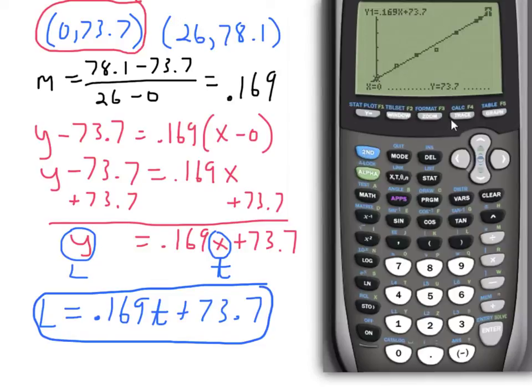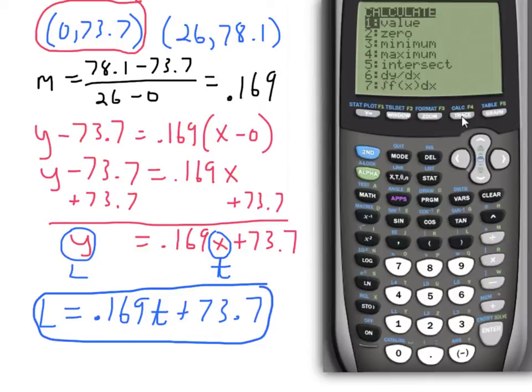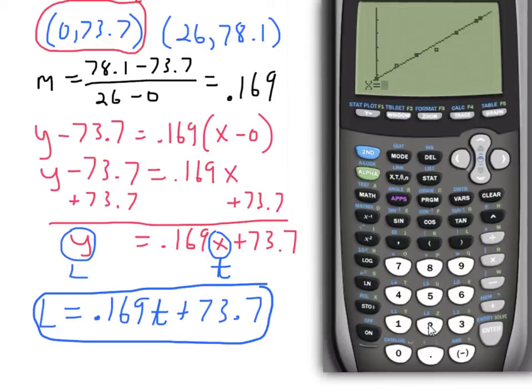We'll do the same for the other, second trace. We'll enter in the x coordinate, 26, hit enter, and you can see the y coordinate rounds off to 78.1, which matches up with ours. And again, you can see that the cursor is blinking at that last point on the graph. So that checks.